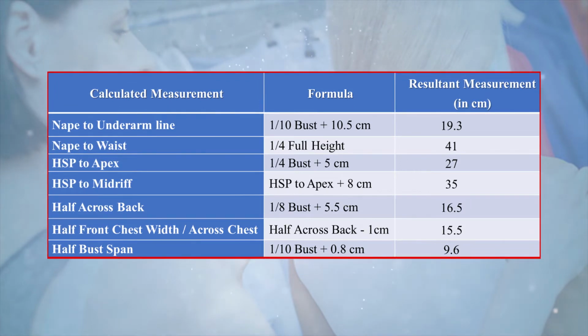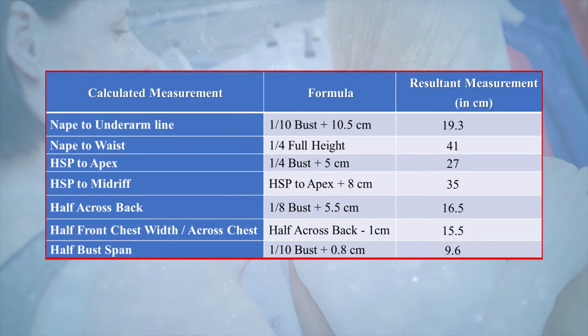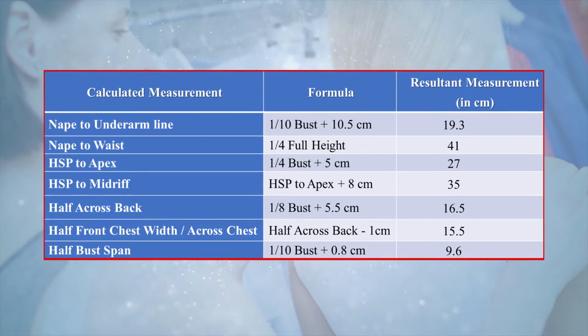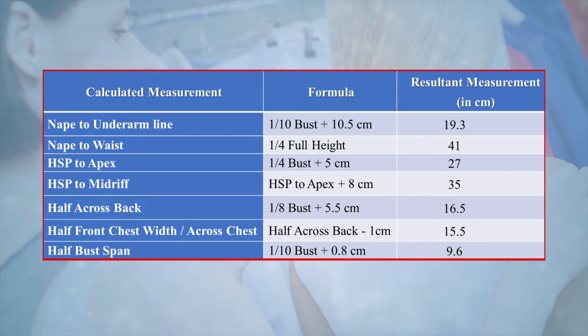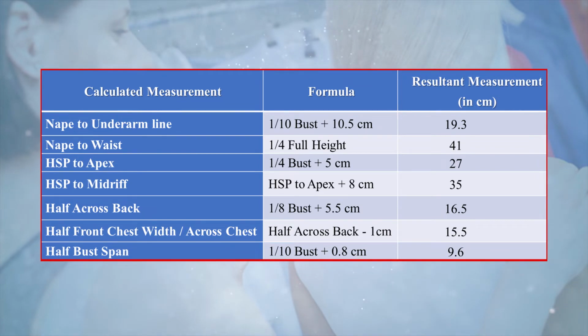In that way, from high shoulder point to apex we use 1/4 of bust plus 5 centimeters. In this manner, you can find this chart in the study material provided for this program, and you can revise it yourself when you go for the final drafting or pattern making. So this is high shoulder point to apex: 1/4 of the bust plus 5 centimeters.